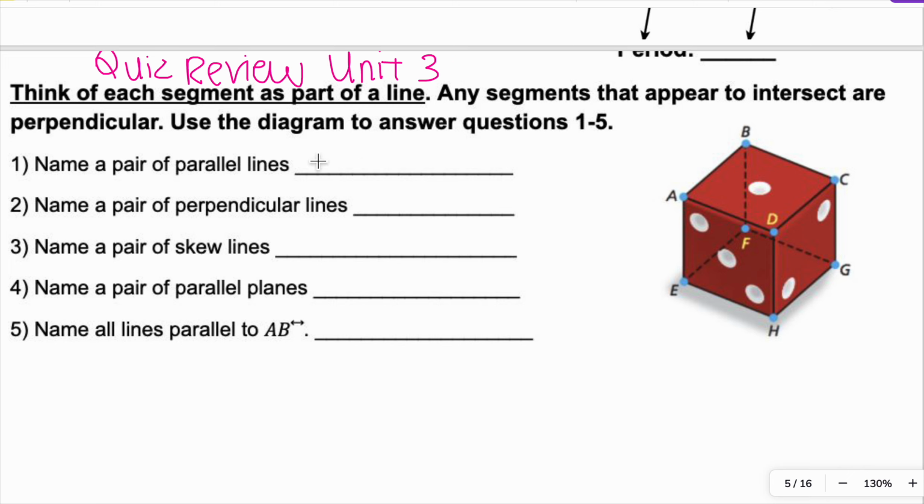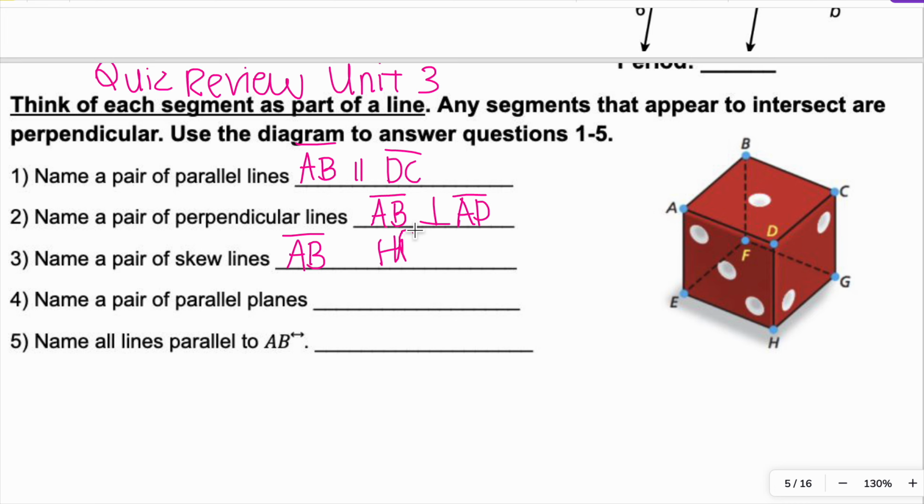So name a pair of parallel lines. I chose AB to be parallel to DC, so as long as you chose two lines that wouldn't intersect, you are good to go there. Perpendicular lines, I just kept it real simple. I still kept AB, and I chose it to be perpendicular with AD. A pair of skew lines, I'm going to say AB can be skew to HD.